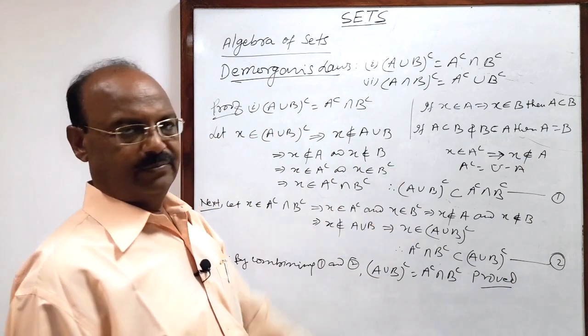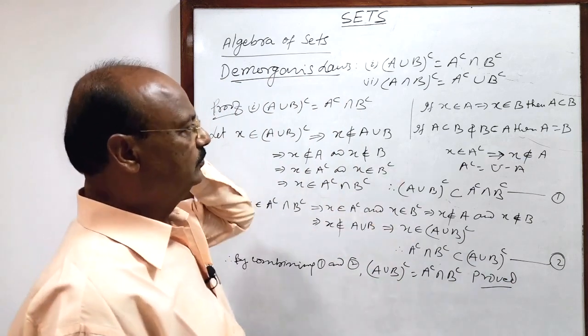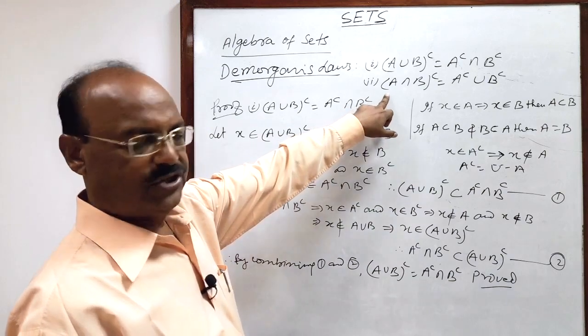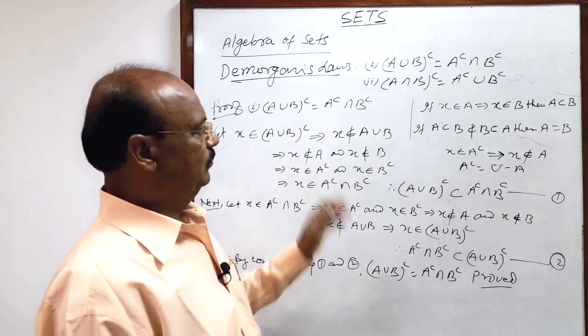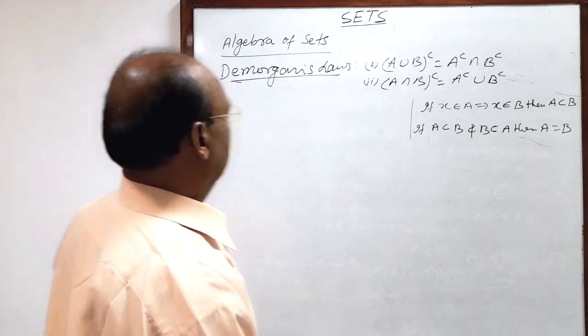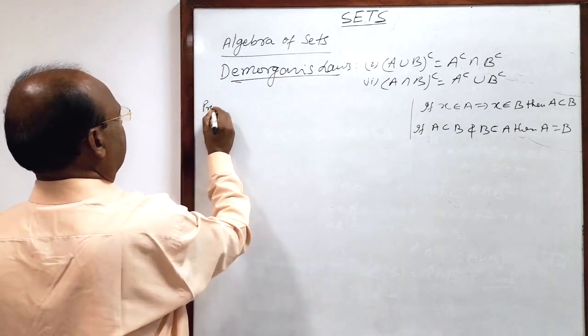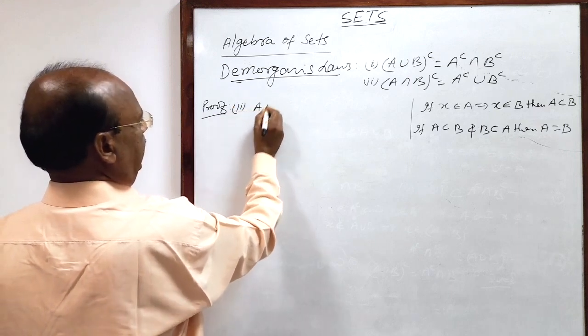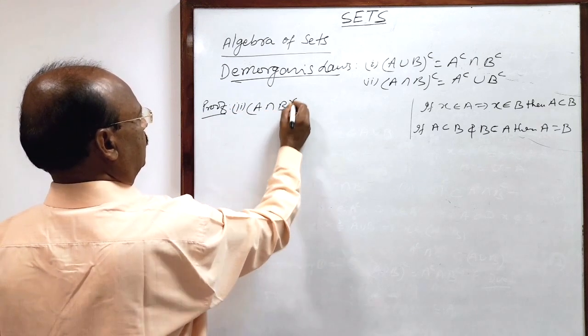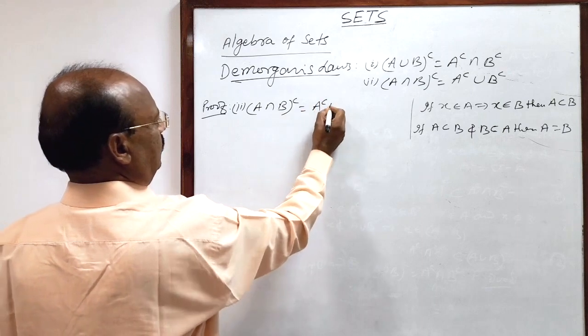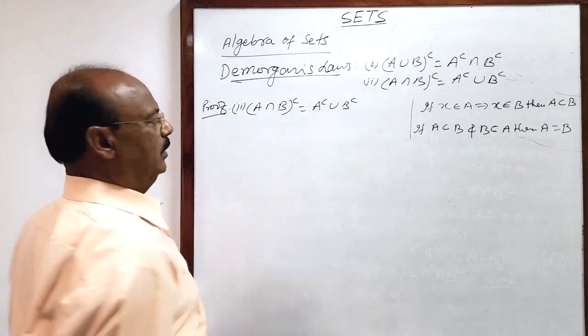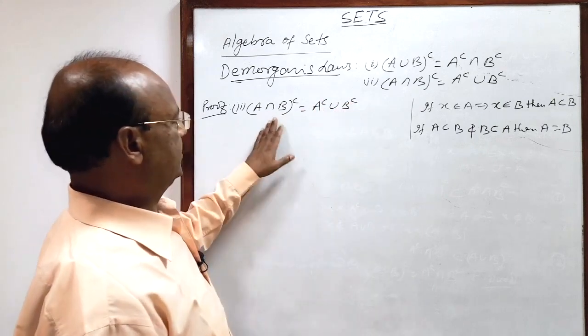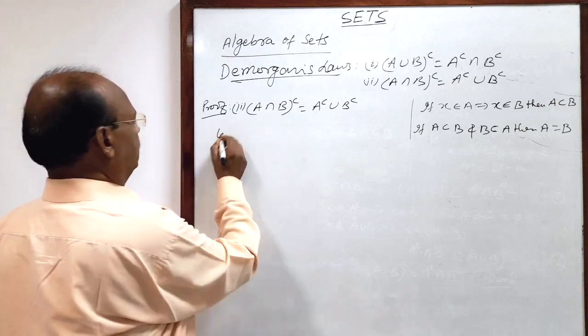So this is very simple. Now accordingly, we can do this second question also. So let us see the proof of the second law of De Morgan. Let us see the proof of this second law: (A intersection B) whole complement is A complement union B complement. Here also we'll start from the left hand side. So we'll start from here.